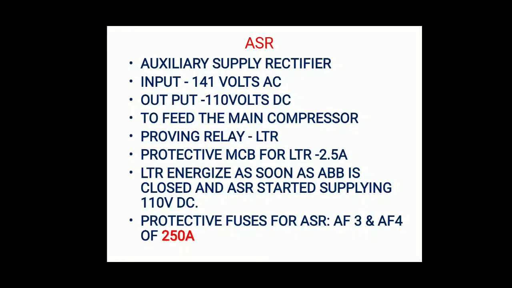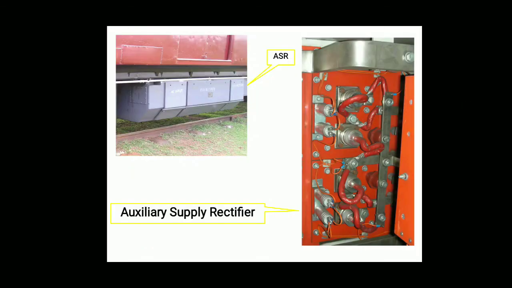To ensure ASR is working, a relay LTR is provided. This LTR relay is protected by a 2.5 amps MCB. LTR energizes as soon as VCB closed and ASR supplying 110 volts DC. For the protection of ASR, two fuses AF3, AF4 of capacity 250 amperes each are provided. ASR is located inside rectifier box below motor coach.